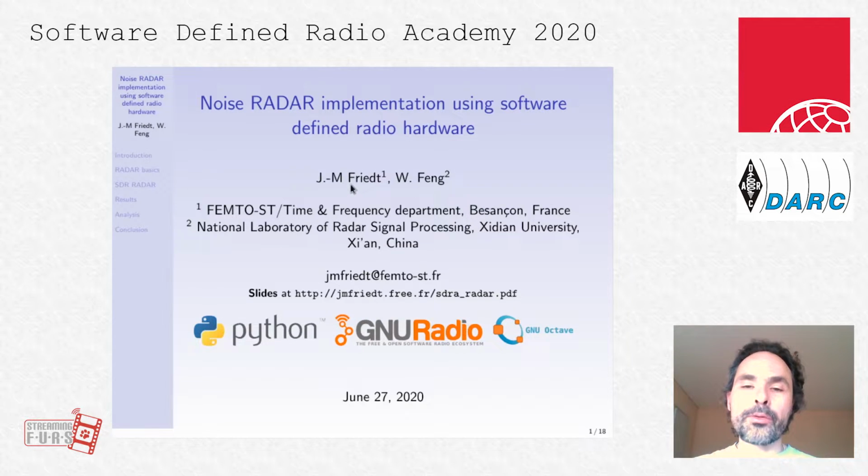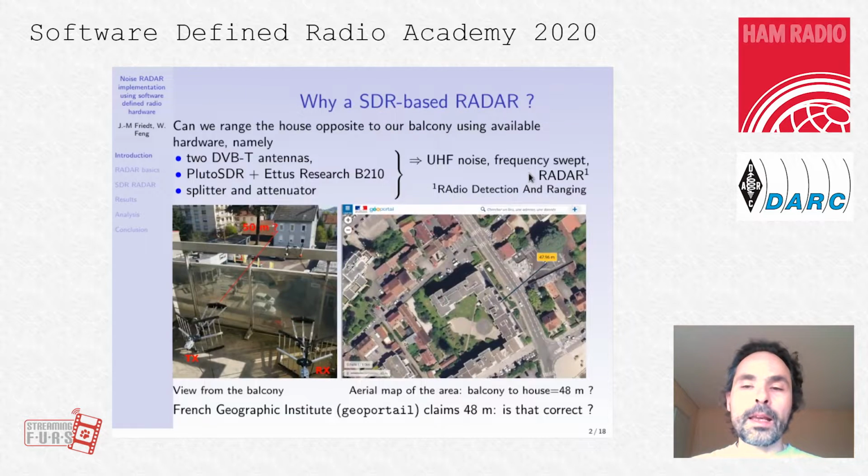I'm presenting Jean-Michel Friedt, and this work was prompted by my colleague Weike Feng. So why are we doing this? Well, under these lockdown conditions, as we were watching from our balcony, opposite of a street, we saw this house, and we were wondering how far is this house. We wanted to assess the statement from the French Geographic Institute stating that the distance from my balcony to the house is about 48 meters. So can we check using a radar system the distance between my balcony and this house opposite of a street?